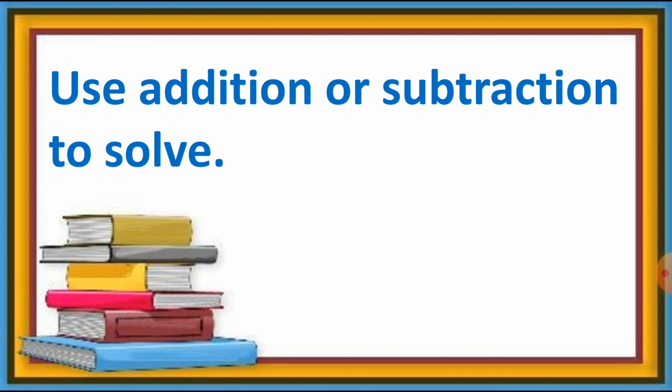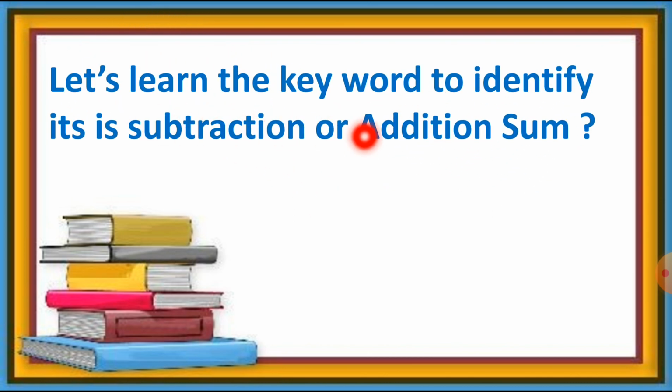In this we have to decide whether the sum is an addition sum or a subtraction sum. We have to decide according to their keywords. So let's learn the keywords to identify whether it is a subtraction or addition sum. We have to note down some points to identify the sums. We must know the keywords which indicate the addition, and some keywords indicate the subtraction. So let's learn the keywords first.